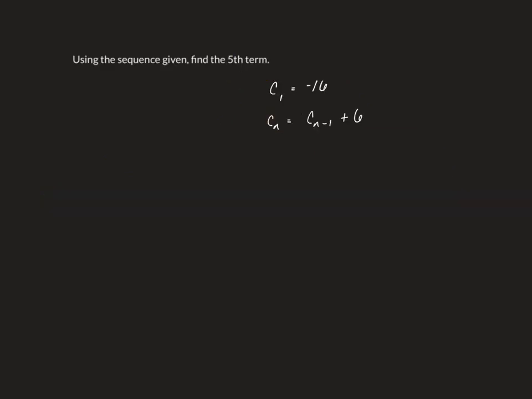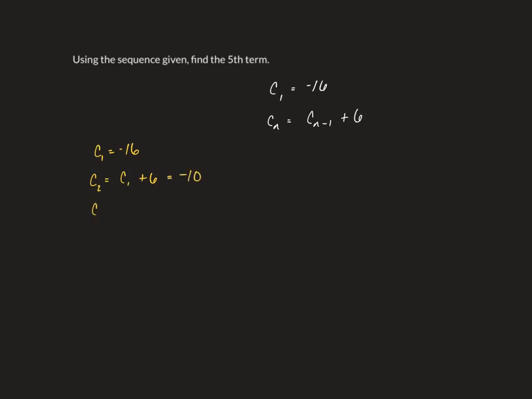This sequence is called C of n, or C sub n. It's in subscript notation. So we're told that the first term is negative 16, and we need to find the fifth term. So we're going to go through the process here, starting with term 2. Okay, so to find the second term, I'm going to do 2 minus 1, which is going to be 1. So C of 1 plus 6. So C sub 1 plus 6, which is negative 10.